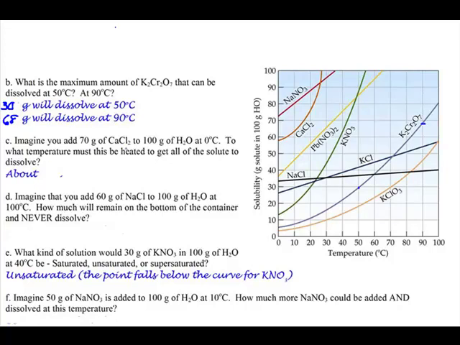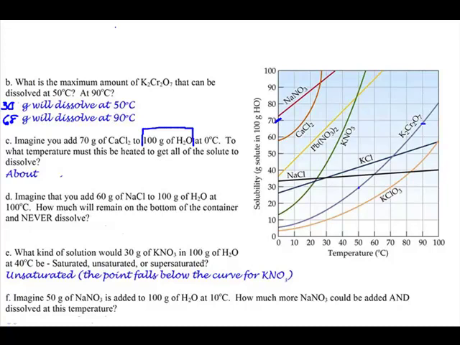Alright, imagine you had 70 grams of CaCl2, 100 grams of water. This just means you can use the graph as is, and you're at 0 degrees Celsius, so you know where to look. So we're here, 0 degrees. We had 70 grams. Let's put a little mark right here. And we're dealing with CaCl2, which is this kind of orange curve right below it. To what temperature must this be heated to get all of it to dissolve?